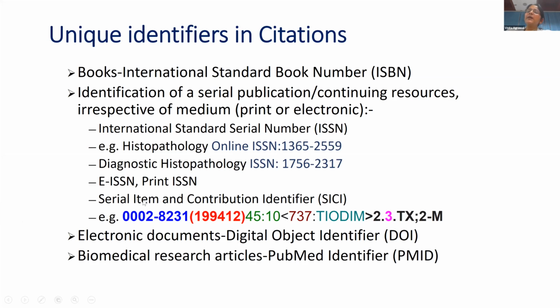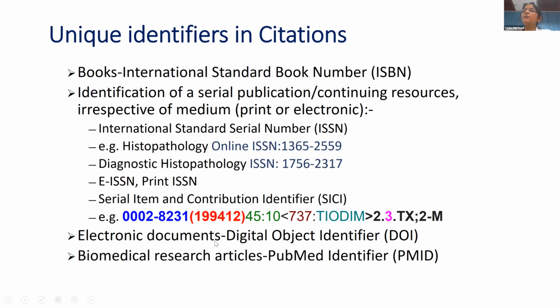The other thing you may see across, I'm just quoting it here, is the SICI number, which is no longer used so often. But just to make you aware, it is basically a serial item and contributor identifier where it has everything. It has an ISSN number. It also tells you the year of publication, like it is 1994 December. And it tells you a lot of other information also, like for example, TX for the printed text. So it is no longer commonly used, and it has basically gone into disrepute.